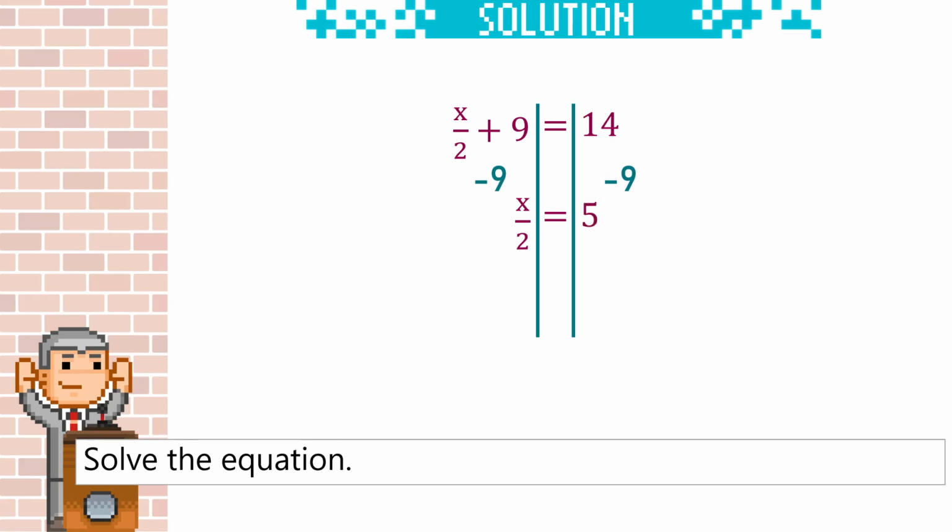Next we need to deal with the over 2 or divided by 2. The inverse or opposite of divided by 2 is times 2. That will leave us just the x on the left hand side, and 5 times 2 is 10. So our solution is x equals 10.